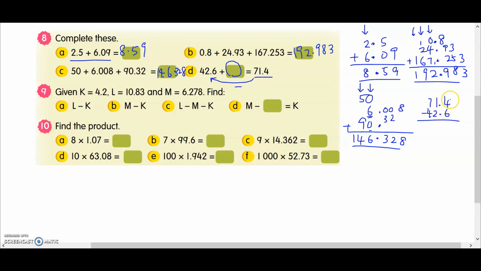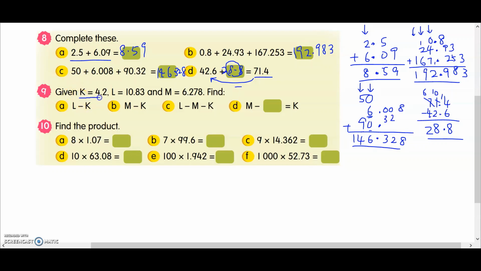42.6. Now 4 cannot minus 6, so we borrow from 1. So this one becomes 0 because you minus 1. Then 4 you plus 10 becomes 14. 14 minus 6 is 8. 0 cannot minus 2. Again you plus 10 minus 1. 10 minus 2 is 8. 6 minus 4 is 2. So you get 28.8. Okay, for question 9, you are given the value of K, L, M.